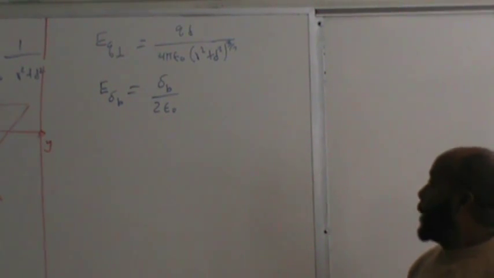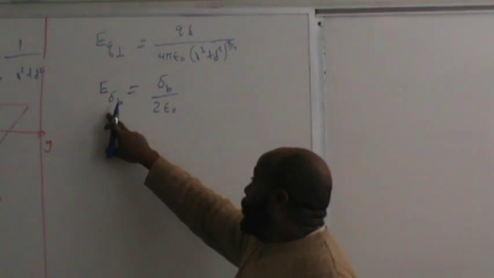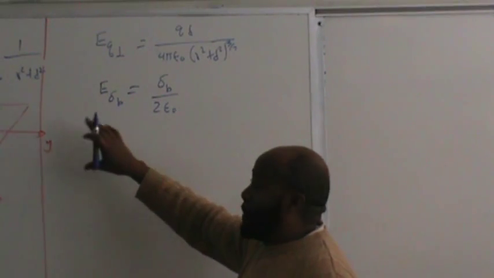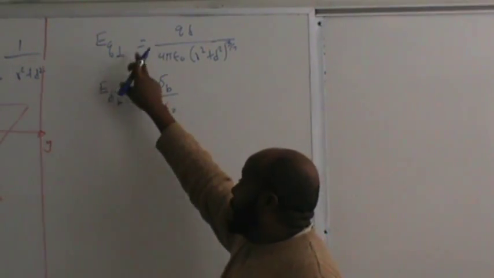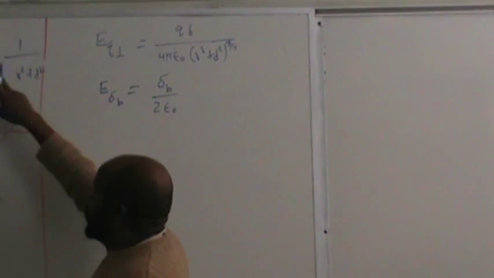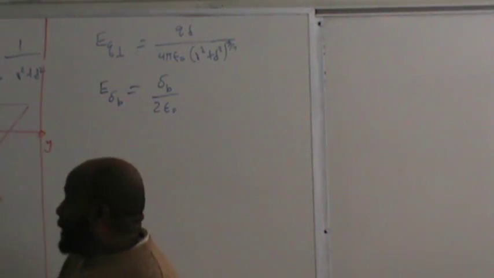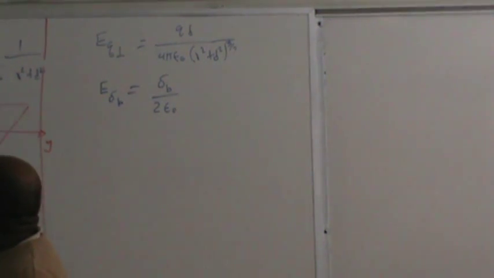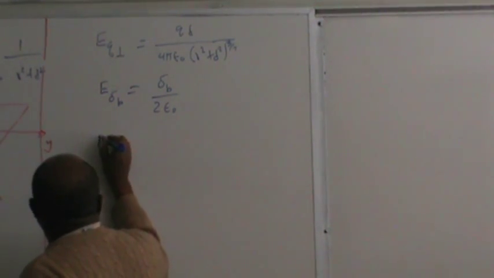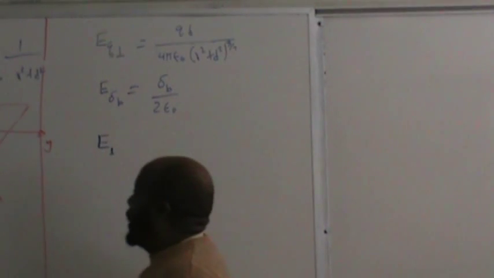Now, we know the electric field due to the bound surface charge density and the electric field due to the point charge. So the net electric field at this point on the surface is going to be the sum of the two. So I can write E normal. Okay, first let's talk about the direction.